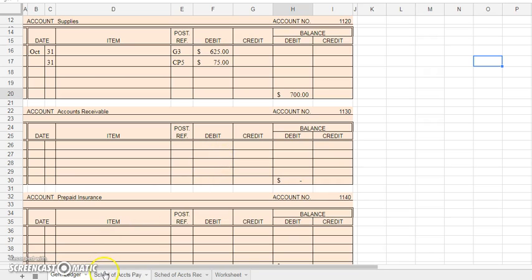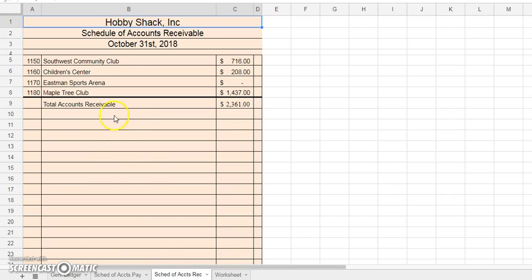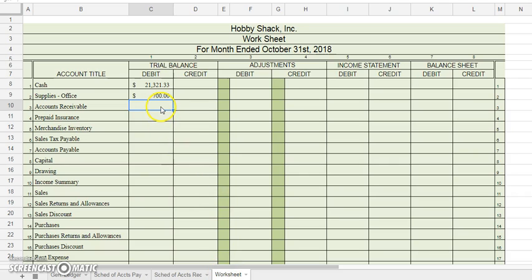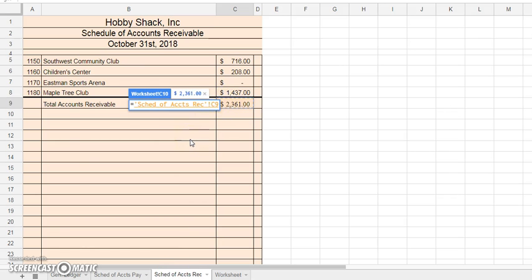And I am not showing the subsidiary ledgers on this document because we don't specifically need each company that owes us money. What we do need, though, is our list of companies that owe us money and then the grand total. And that list is the schedule of accounts receivable, which looks like this. And the number that we are specifically interested in is this one right here, the total. So I am going to ask the worksheet to bring the number from that document over to here.